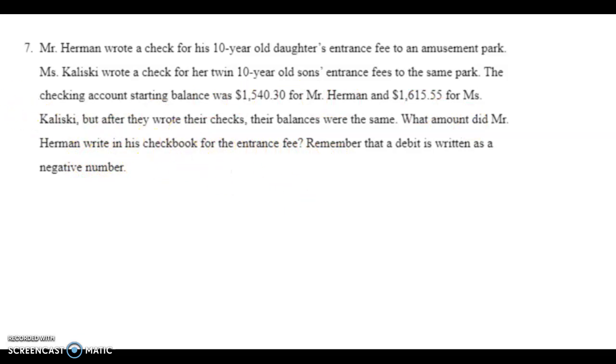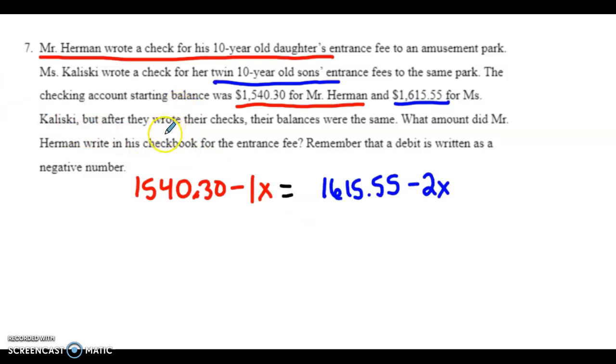All right, let's write this out. Okay, so I'm running really low on time, so I might be pausing the video some and adding work. But here's what we got so far. We have Mr. Herman's amount, and he is taking away one entrance fee from his bank account because he only has one daughter. And then we have Mrs. Koloski's amount, and she has twin children, so she's subtracting off 2 entrance fees, and I just let the entrance fee be letter X. And now I'm going to solve it.